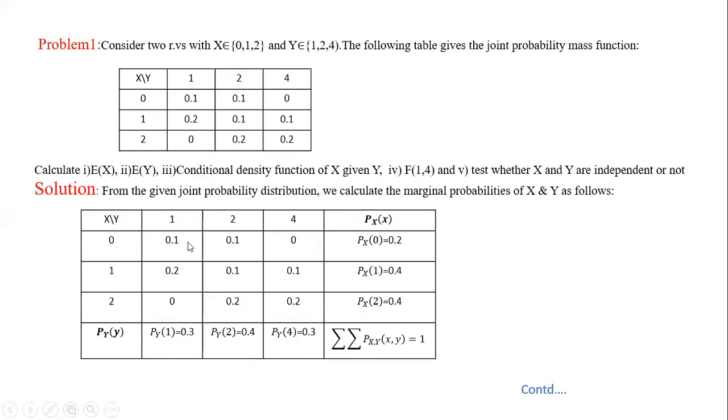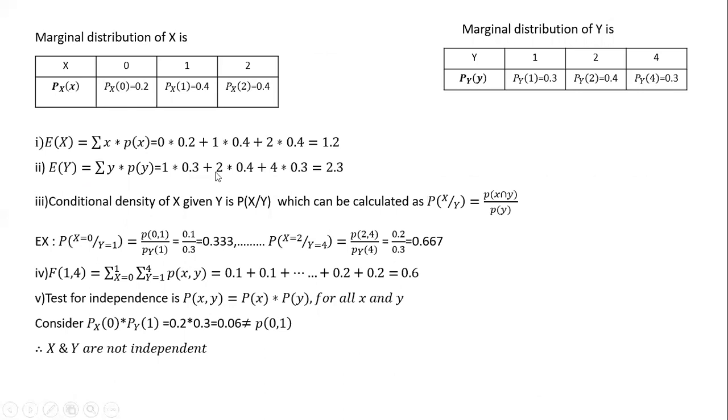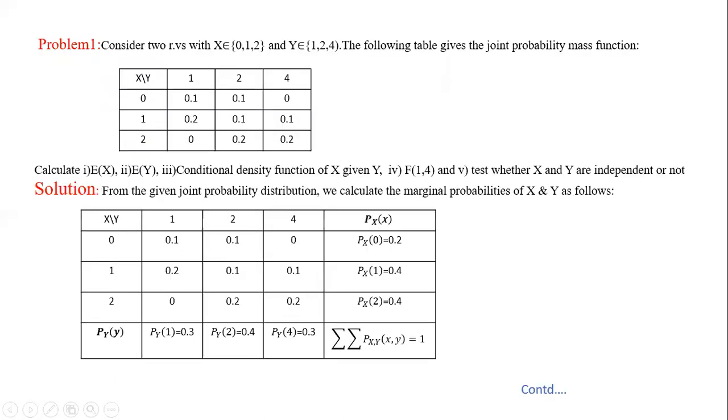Similarly, if I add row wise, 0.1, 0.1, this is the marginal probability of x equal to 0. This is the marginal probability of x equal to 1, and the marginal probability of x equal to 2. If I add all marginal probabilities of x, it is 1, as well as the marginal probability of y is also 1. Then the marginal probability distribution of x is this one. So x equal to 0 is 0.2, x equal to 1 is 0.4, x equal to 2 is 0.4. Marginal probability of y is 0.3, 0.4, 0.3.